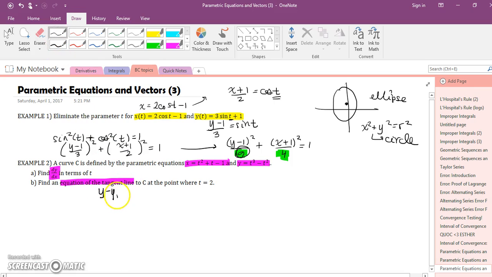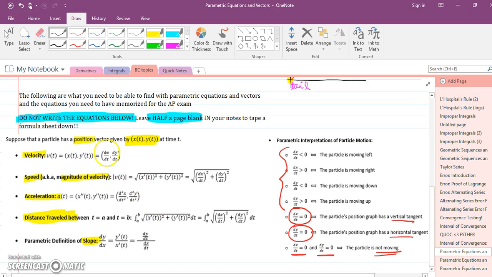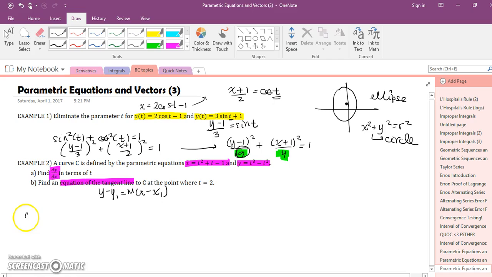It's still the same exact method that we've done before. And I'm going to find dy/dx in terms of t. So let's go to our formula sheet here. And to find the slope of the path of the parametric equation, you have to do dy/dt over dx/dt. So I'm going to recopy that here. So this is part A. dy/dx equals dy/dt over dx/dt.